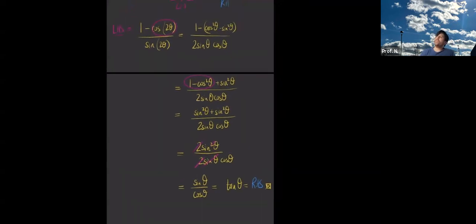So I could have used the other ones, and I'll probably have to do the same exact idea. So either of the other two would also have worked. You just have to simplify it in a different way. But when you simplify it, you will always get down to this sine theta over cosine theta, which is tangent theta.